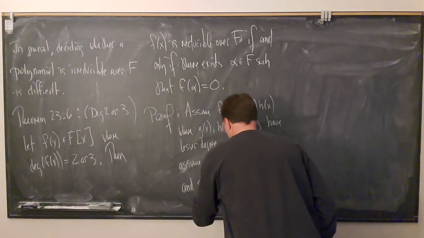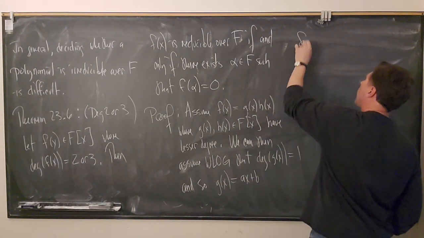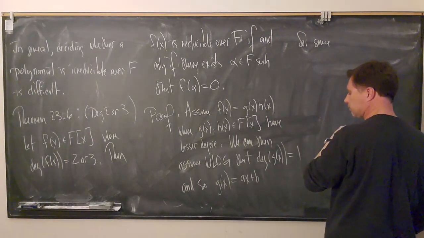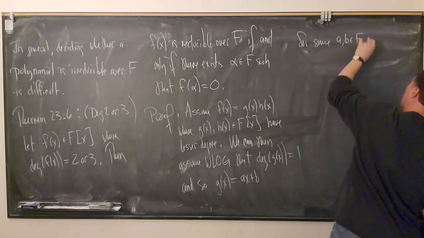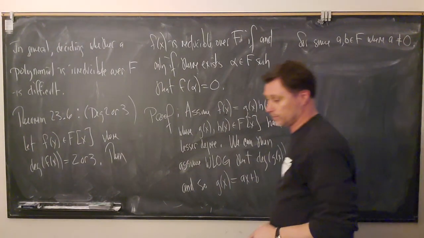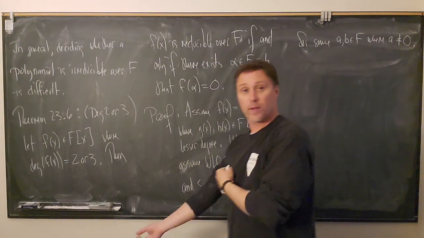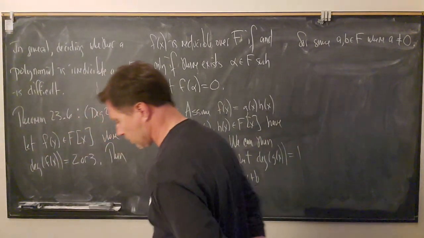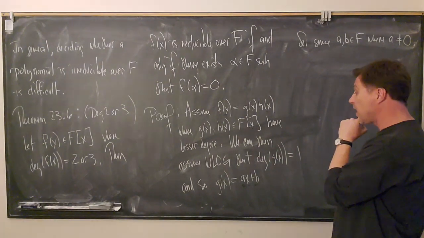g of x can be expressed as ax plus b for some a and b in F, where a is not equal to 0. All right, this has to have degree 1, which means a, that coefficient, can't be 0.